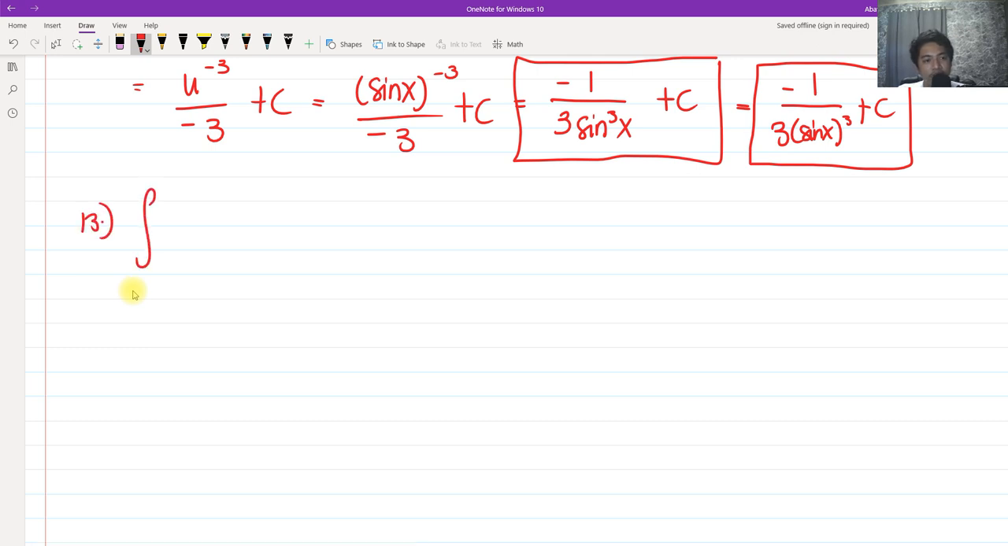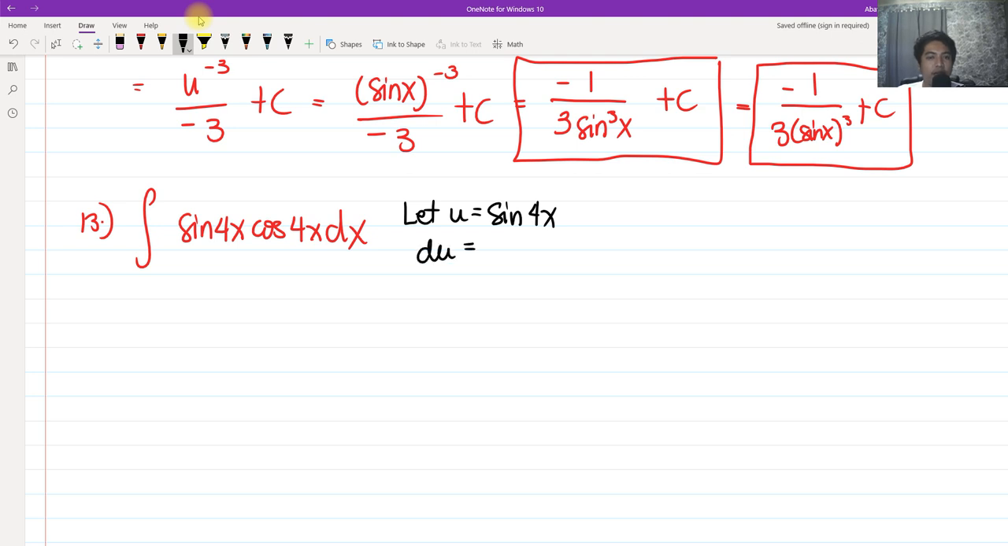For number 13, we have the integral of sine 4x times cosine of 4x dx. So again, since this is sine and cosine, we can let u be sine 4x. So get the derivative of sine 4x. First, the derivative of sine 4x is cosine 4x, and then differentiate the inside function of the sine, which is 4x with respect to x, that becomes 4. And we multiply it with the cosine 4x that we got. So the derivative would be 4 cosine 4x.